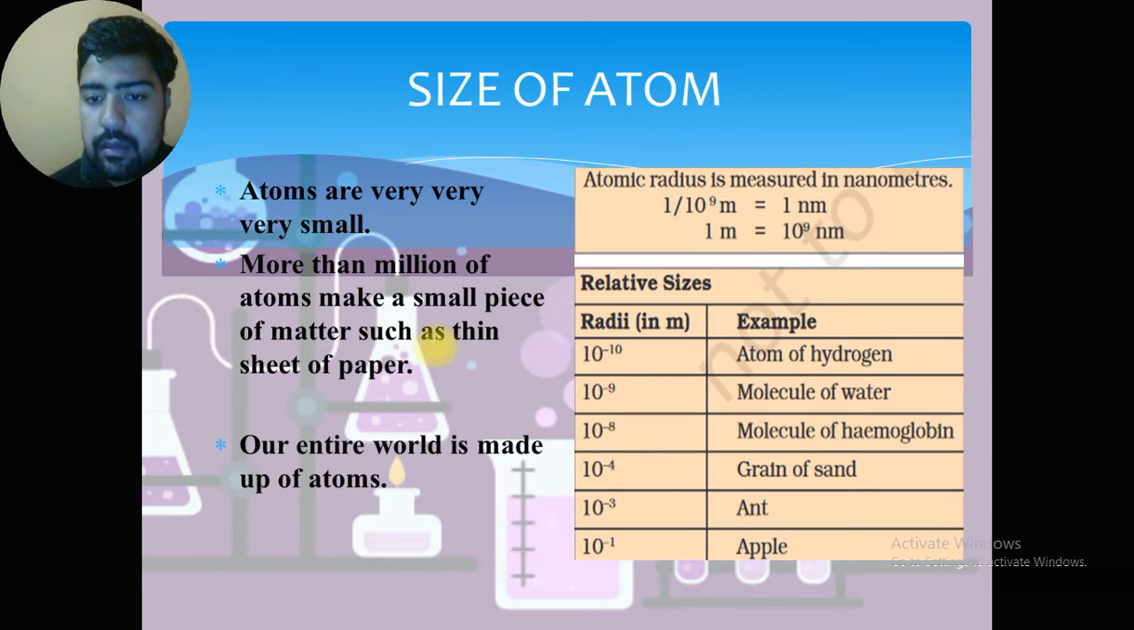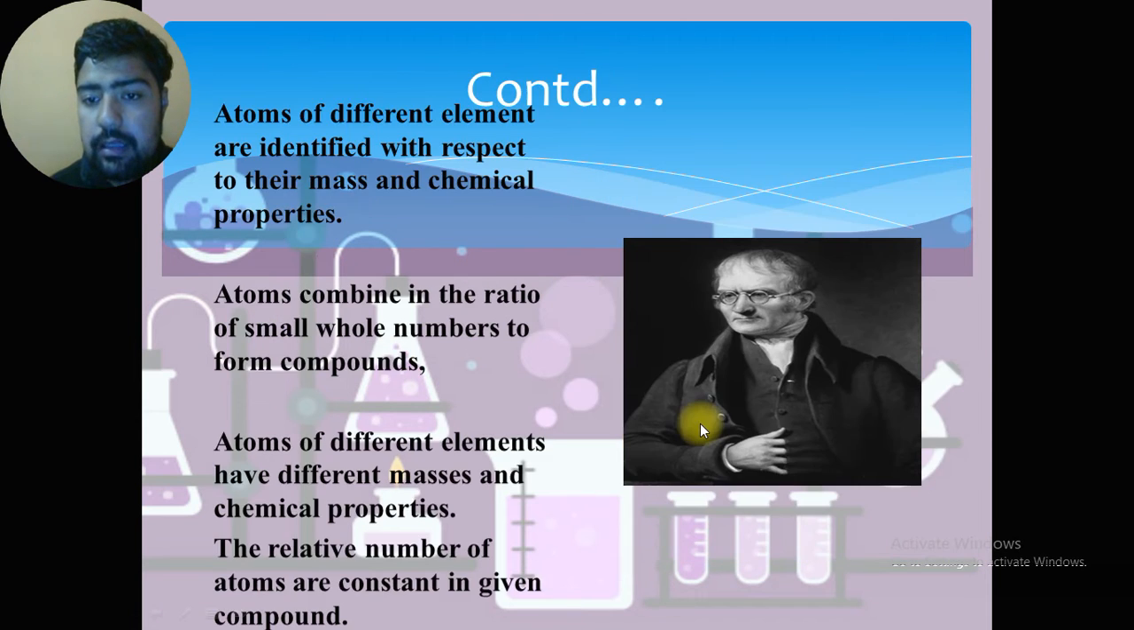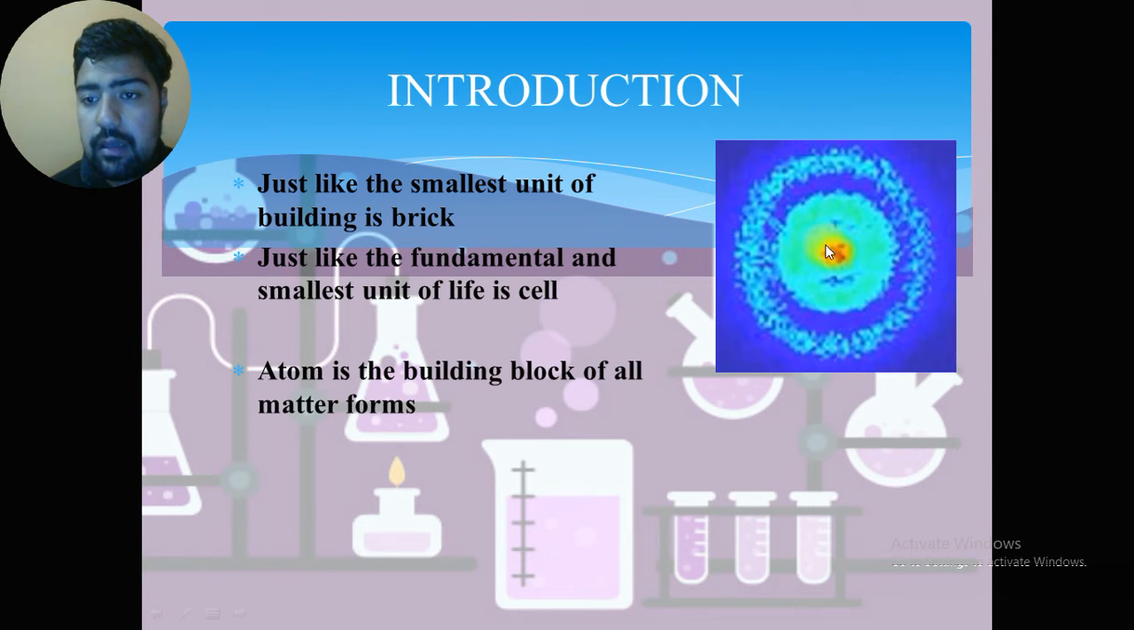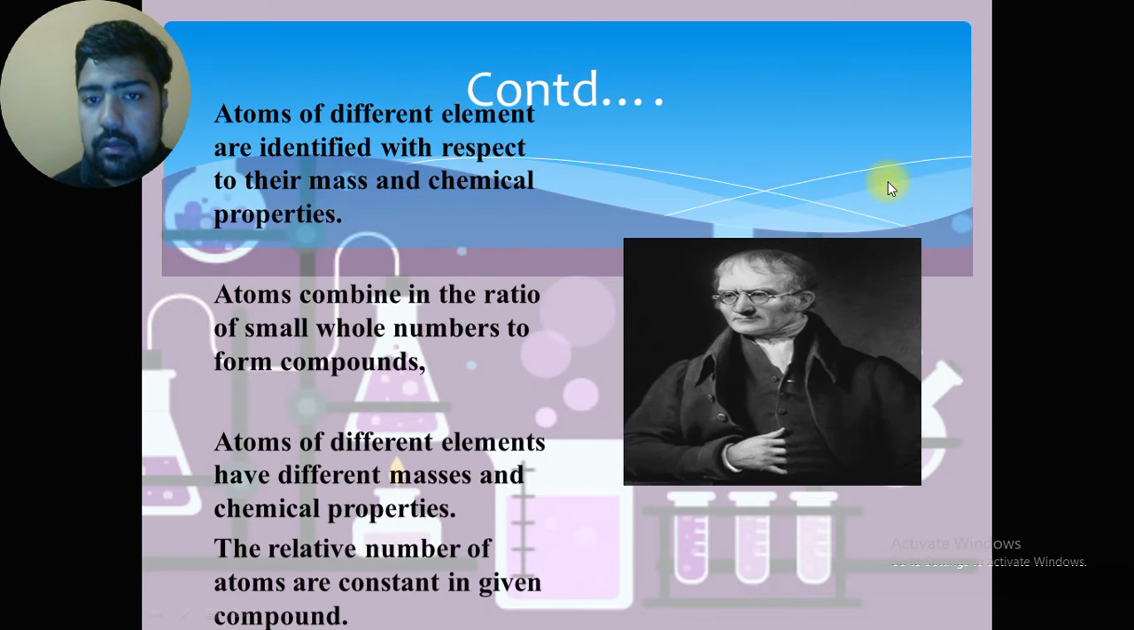You can see the radius of atom of hydrogen. The given radius is 10 raised to power minus 10 meter. So you can realize how small the atom of hydrogen is. In the previous slide also I have given the image of atom of hydrogen.